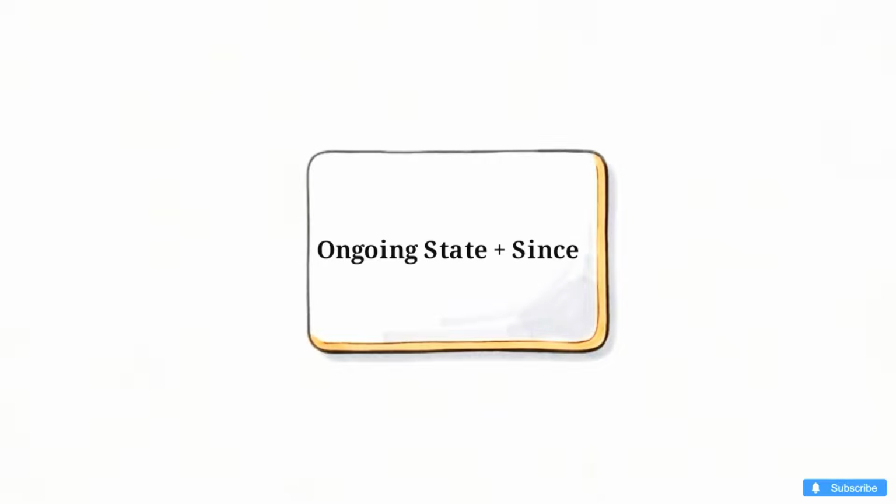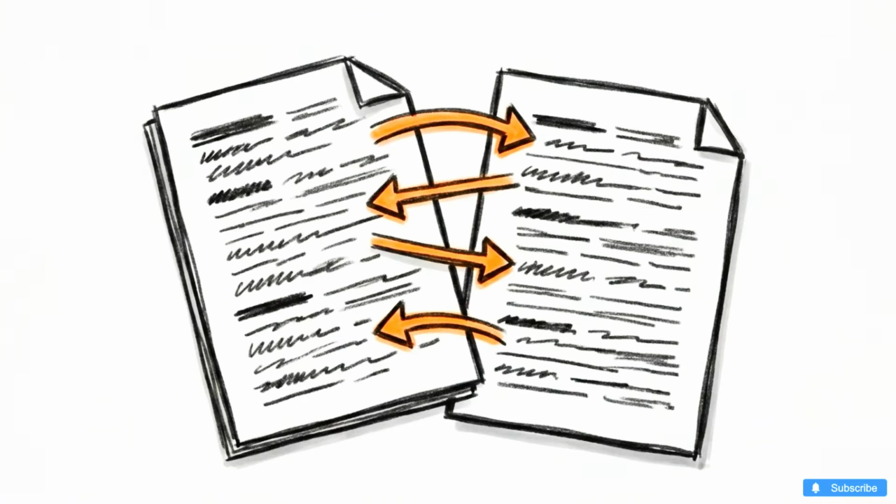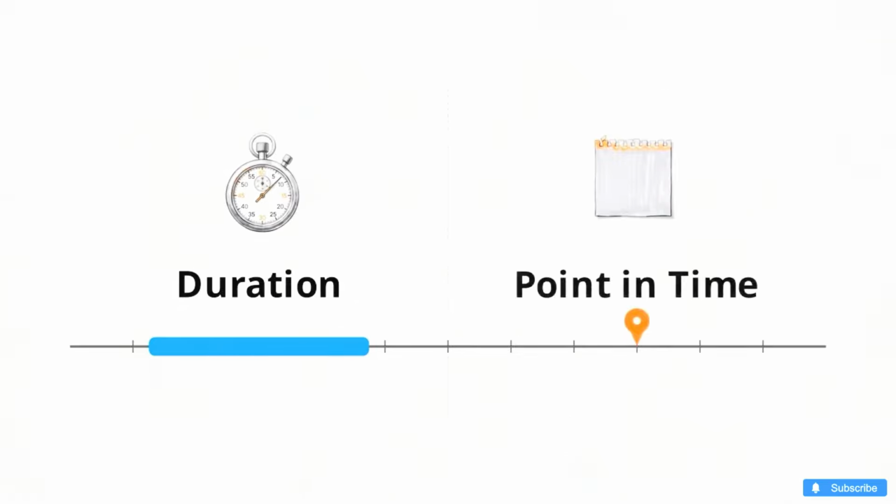Finally, our original sentence. I am living here since 2020. Actions that began in the past and continue now cannot stay in the present continuous. They must use the present perfect. I have lived here since 2020. Most of these errors are the result of direct translation. To speak naturally, you have to follow the English logic of duration versus point in time.